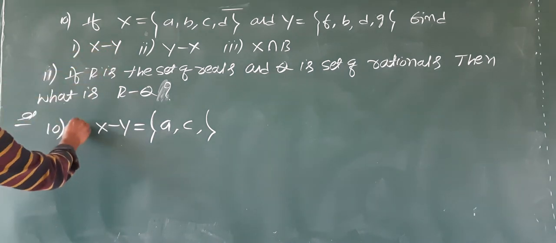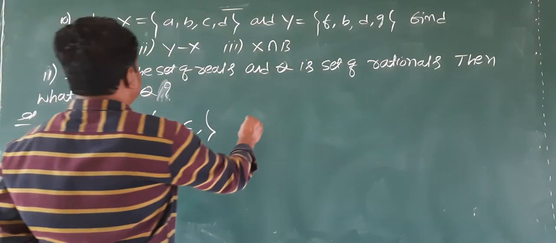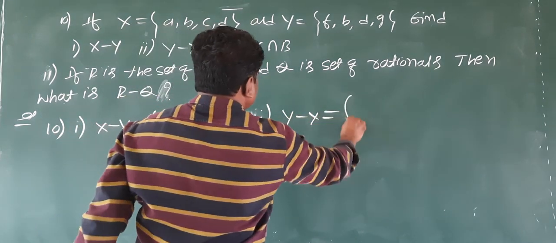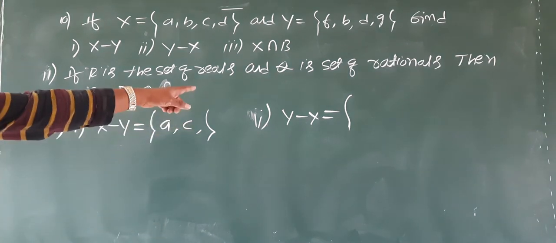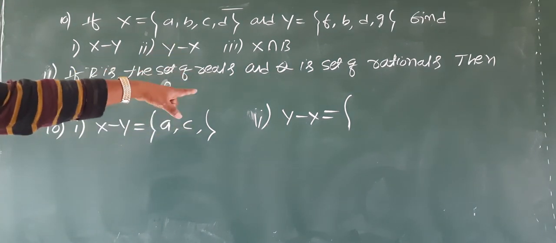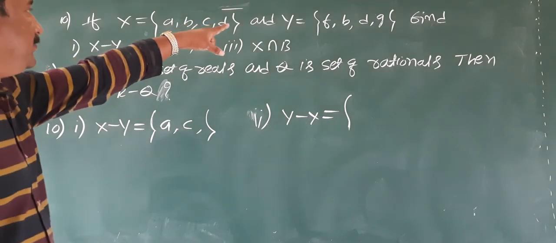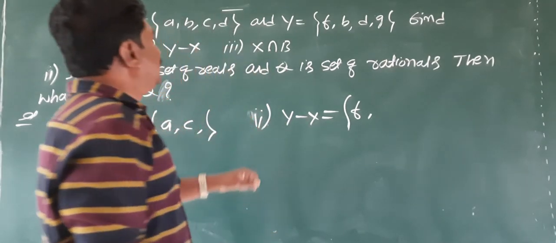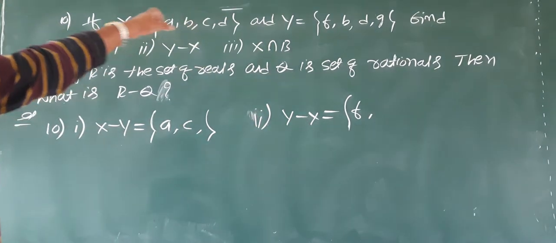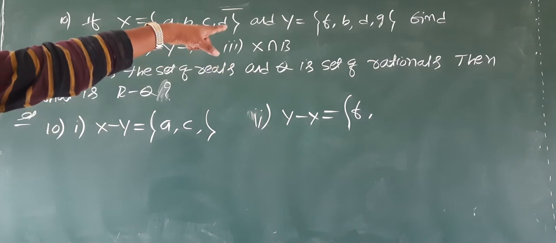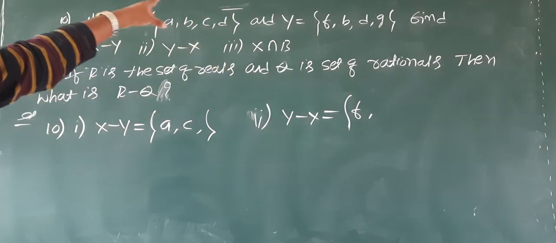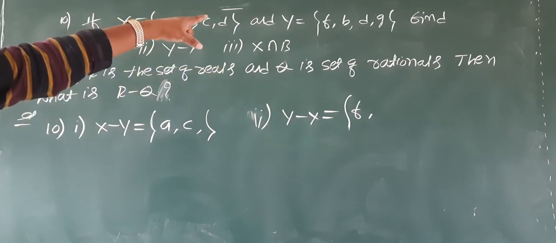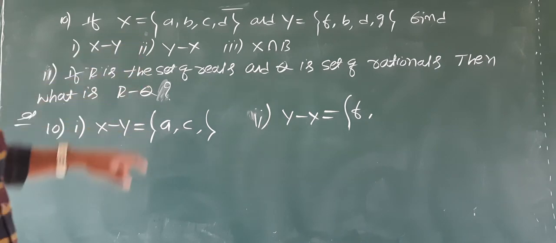Now you find out Y minus X. You collect the elements from Y which are not in X. F is in Y, not in X. B is there in Y as well as X, so you should not collect it. D is there in Y as well as in X, you should not collect it. G is in Y but it is not in X.